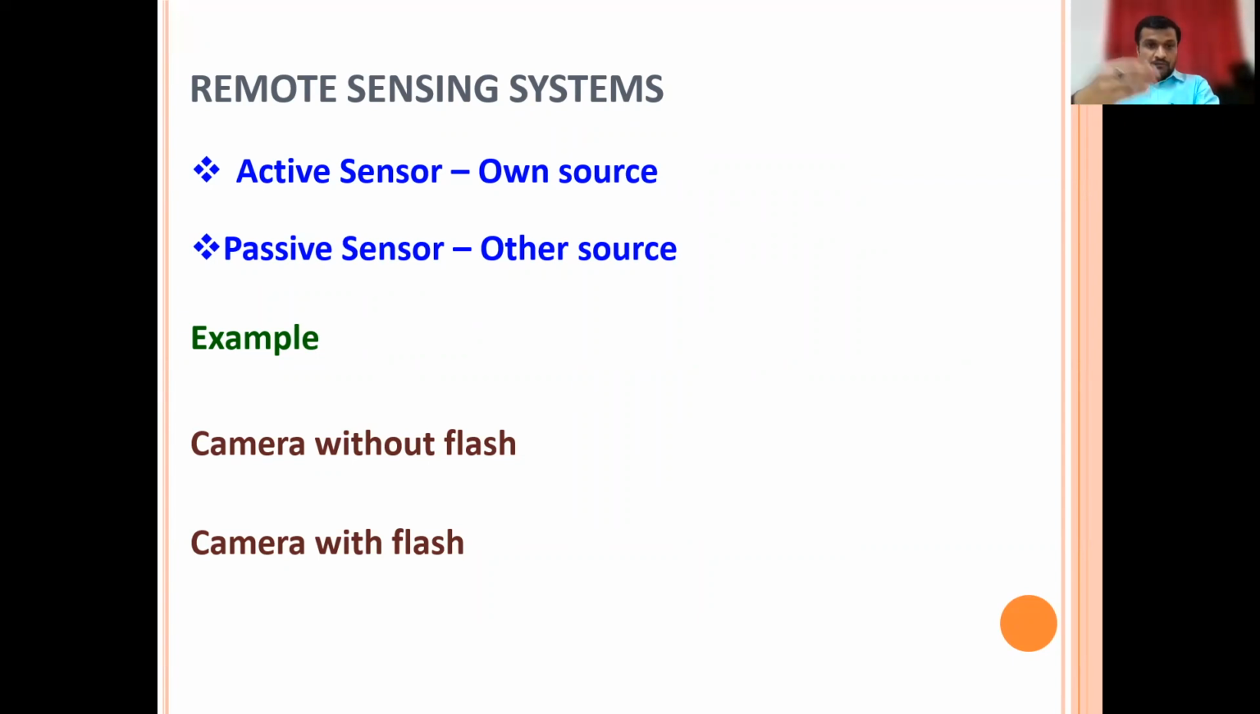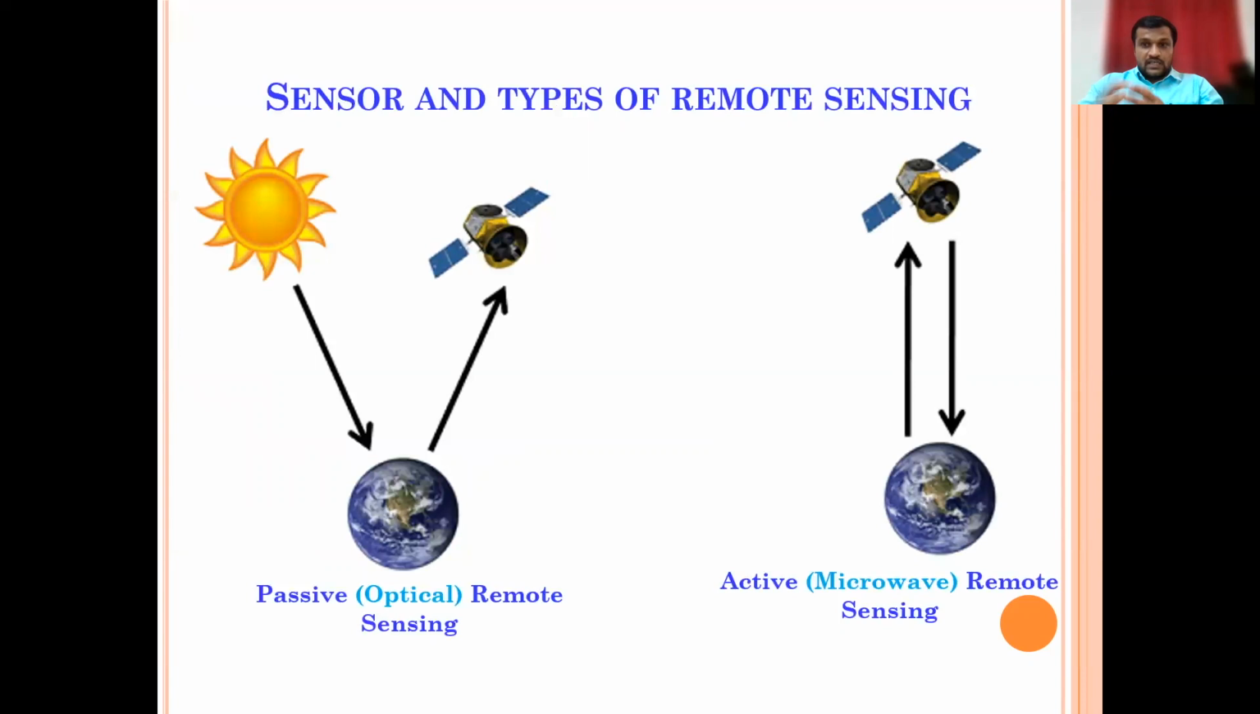For example, when we use a camera without flash, it is considered a passive remote sensing or passive sensor. But when we use the camera with flash, the camera is using its own source of energy to illuminate the target. That kind of remote sensing is known as active remote sensing, and the sensors are known as active sensors. So passive sensors and active sensors are both used for the remote sensing process. Both have different applications, and both have different advantages and disadvantages. In the next slide, we see different types of sensors and types of remote sensing.